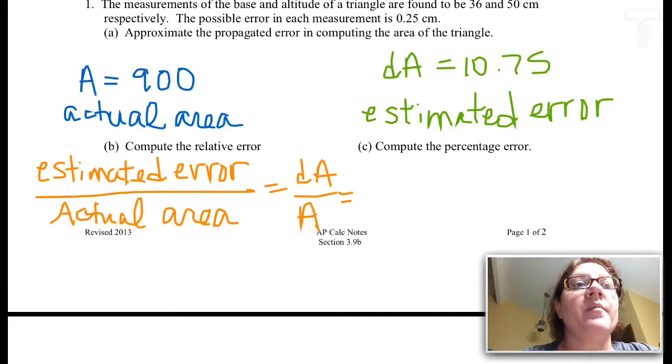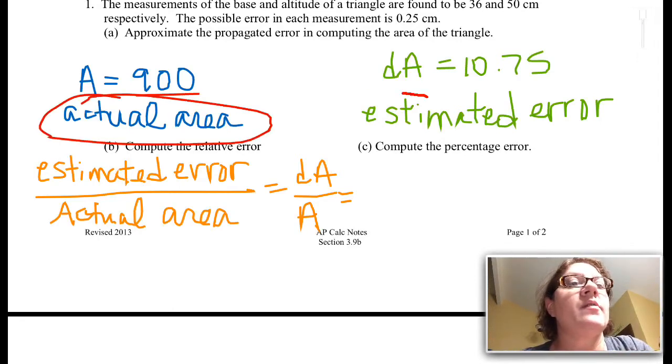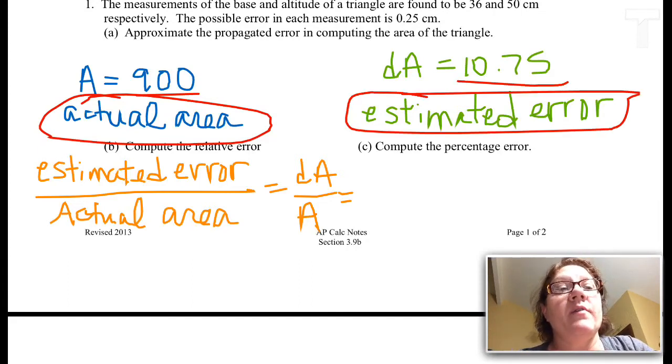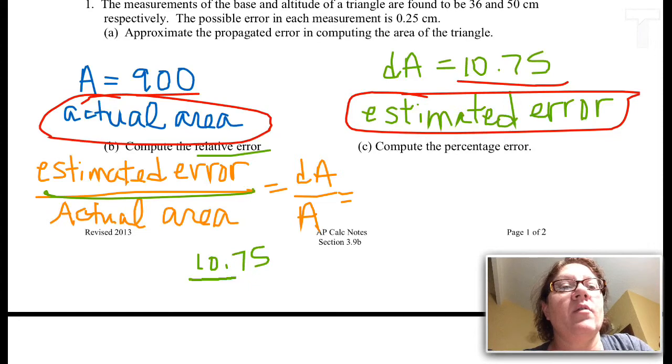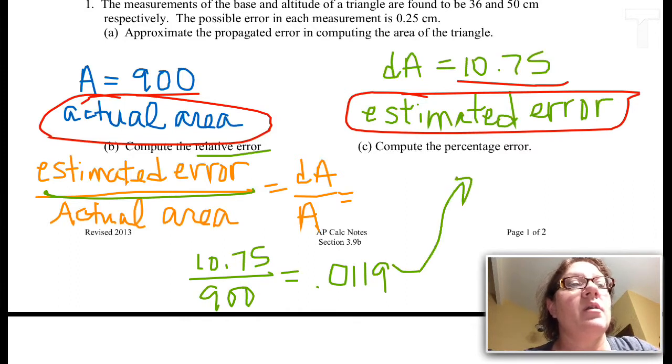So using my work from the above part, I had the actual area, which was 900, and I had the estimated error, which was 10.75. So now if I want to calculate the relative error, I'm going to take that estimated error over the actual area, and so I'll have 10.75 over 900, which is 0.0119, and if I turn that into a percentage, I get 1.19%.